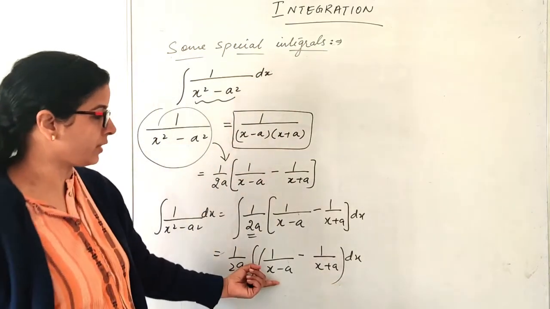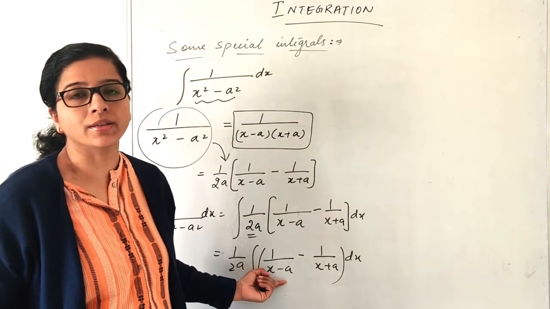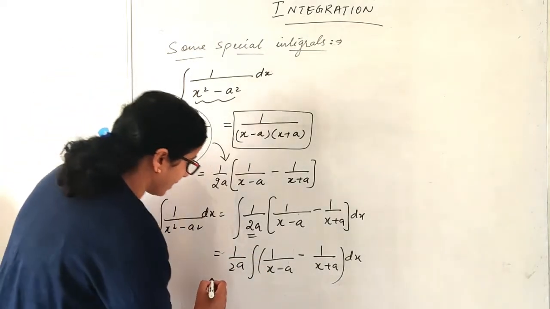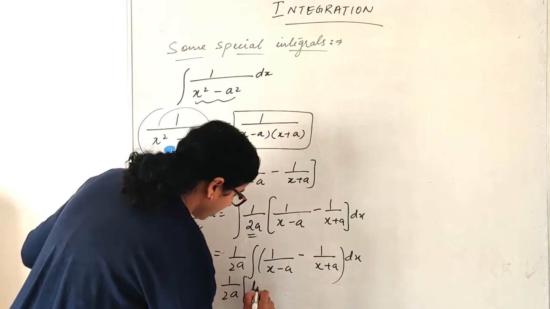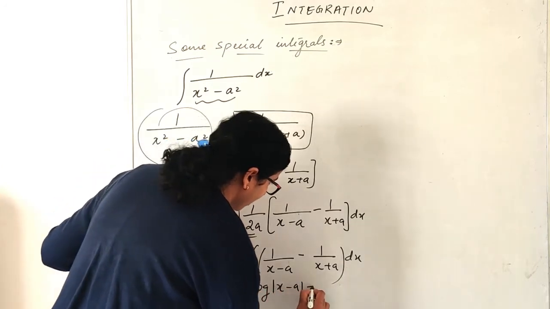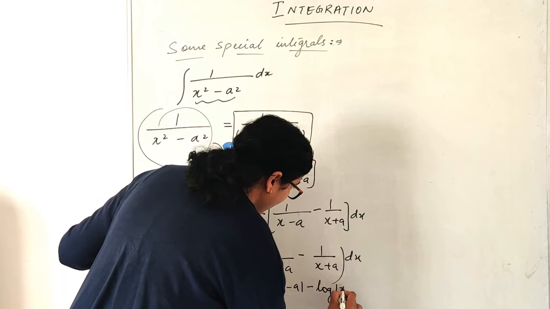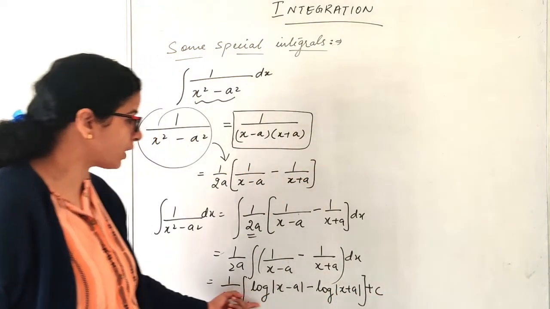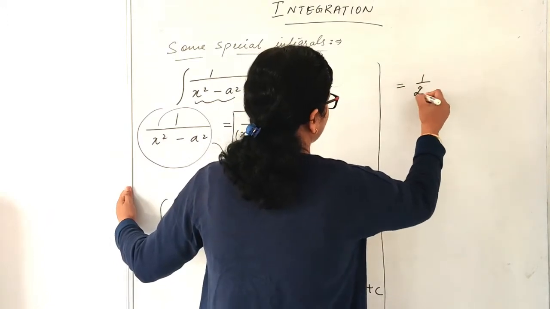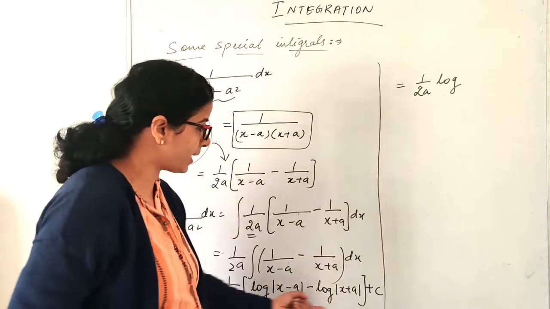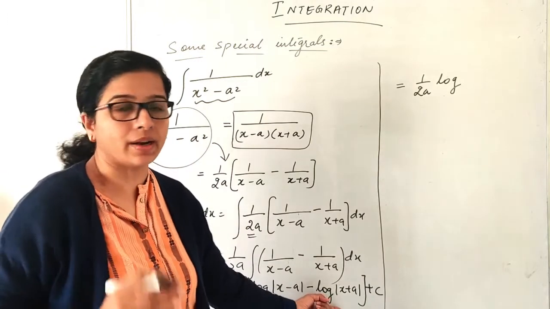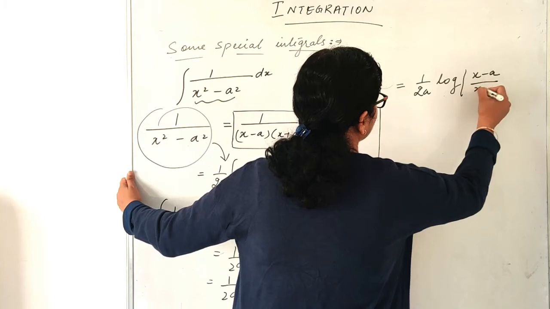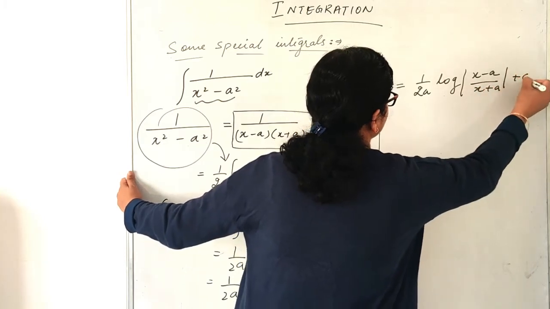And we already know if it is 1 upon x minus a or 1 upon x plus a, it is always log, right? So directly I can write it as 1 upon 2a [log (x minus a) minus log (x plus a)] plus c, right? Now I can use the property of the log. So it will become 1 upon 2a, log m minus log n is log m by n, okay? So it will become log of (x minus a) upon (x plus a) plus c.